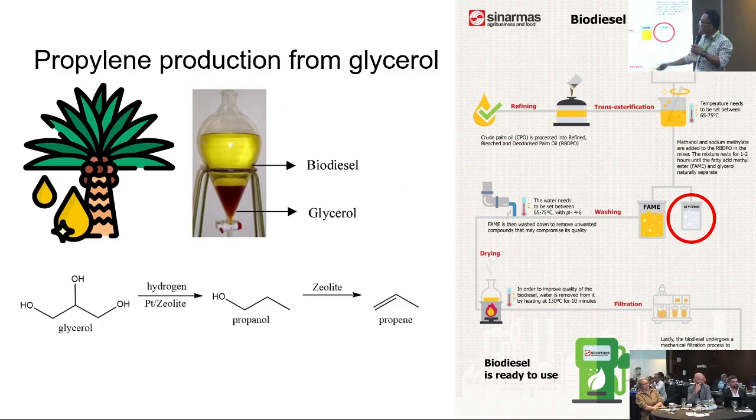Then second is glycerol. Glycerol is from biofuel, biodiesel. So this one is also a side product, and we can produce propylene from this too. Okay, that is enough. Thank you so much.